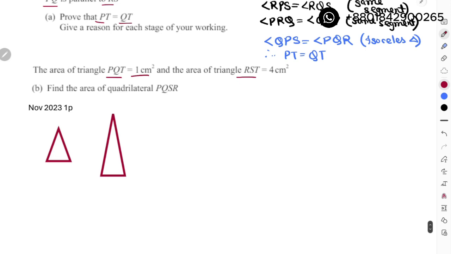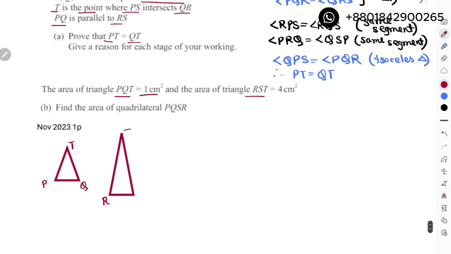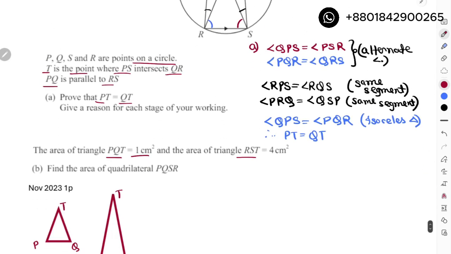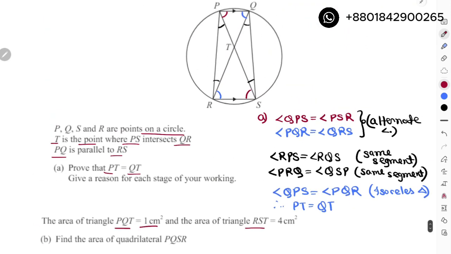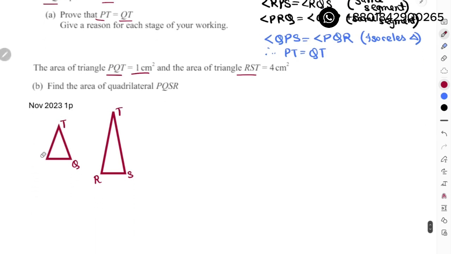This is your PTQ and then RTS. PQ and RS are equal, TQ and TS are equal. So in that reference, it will actually be this way: Q here and P here. PT and TS are supposed to be equal.